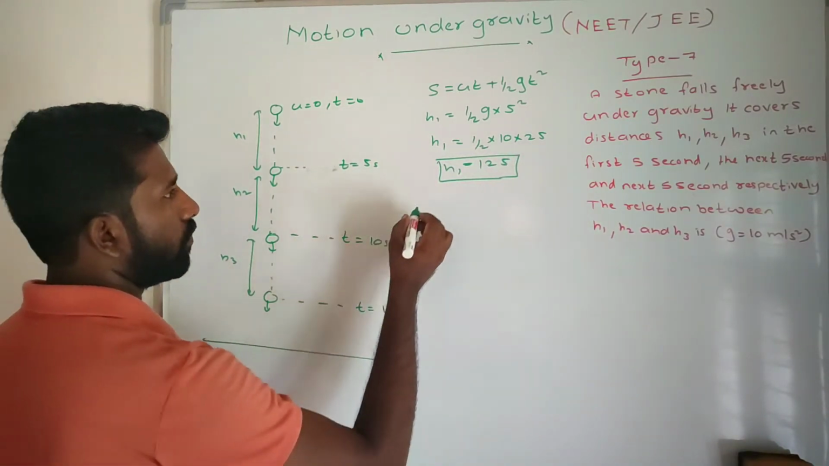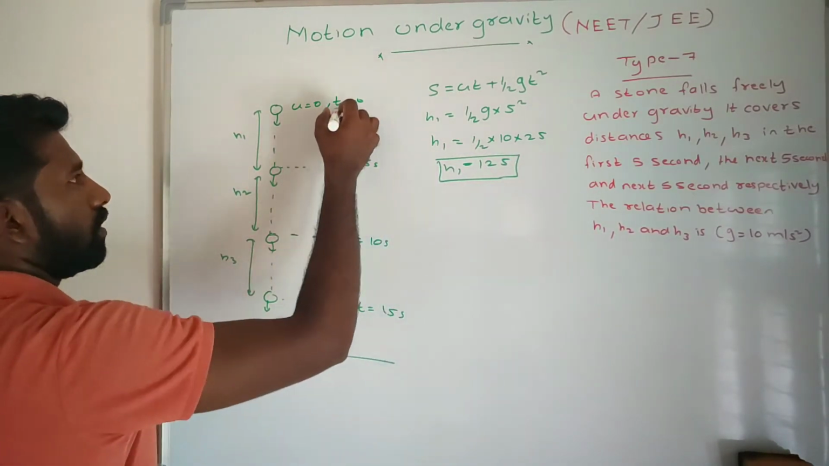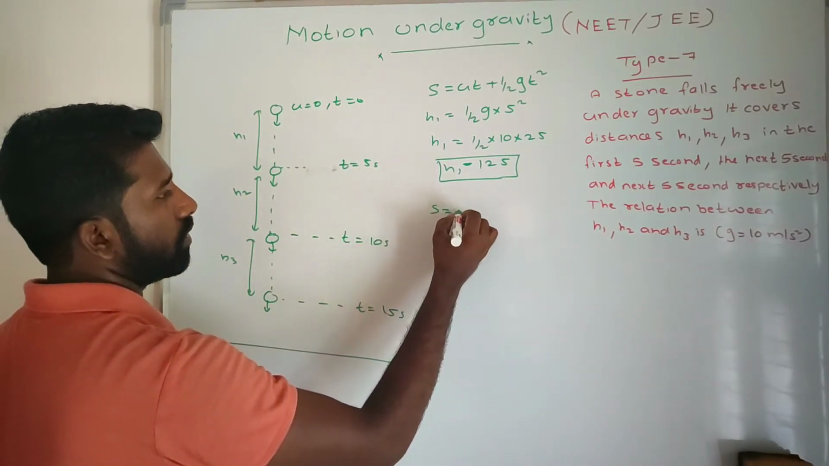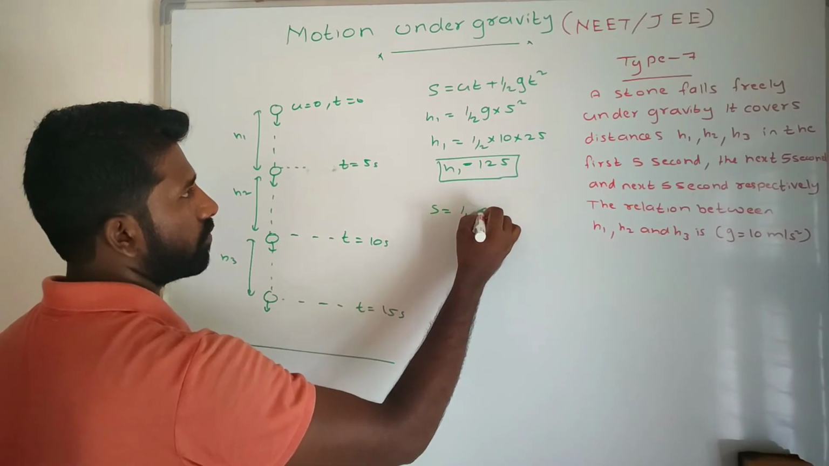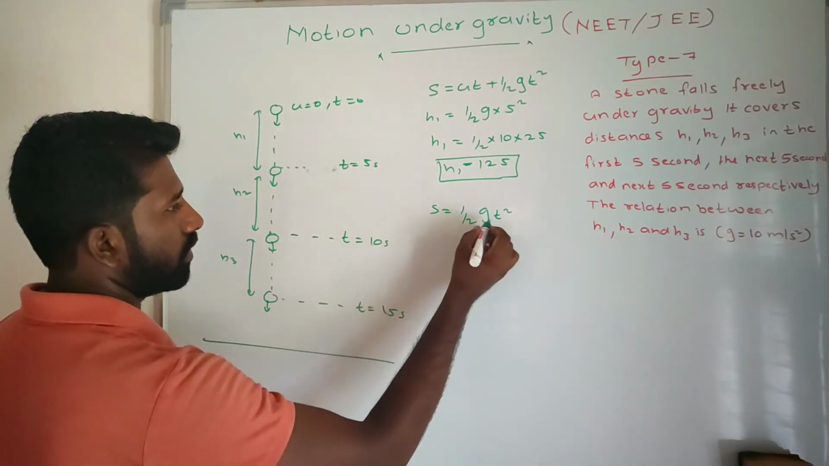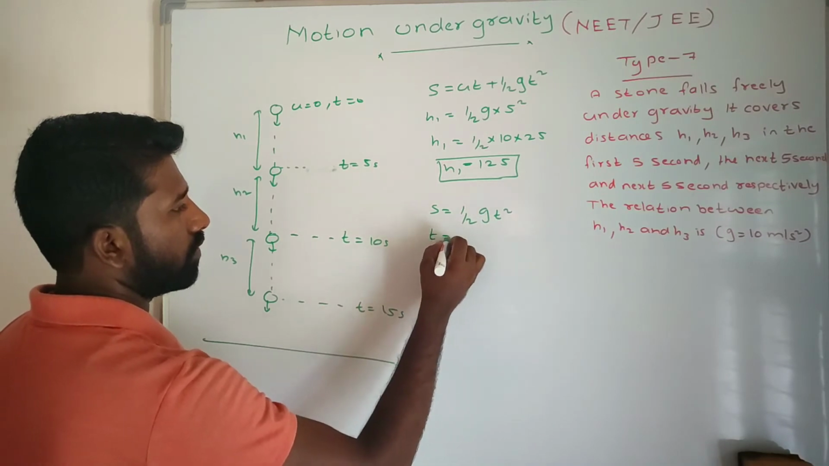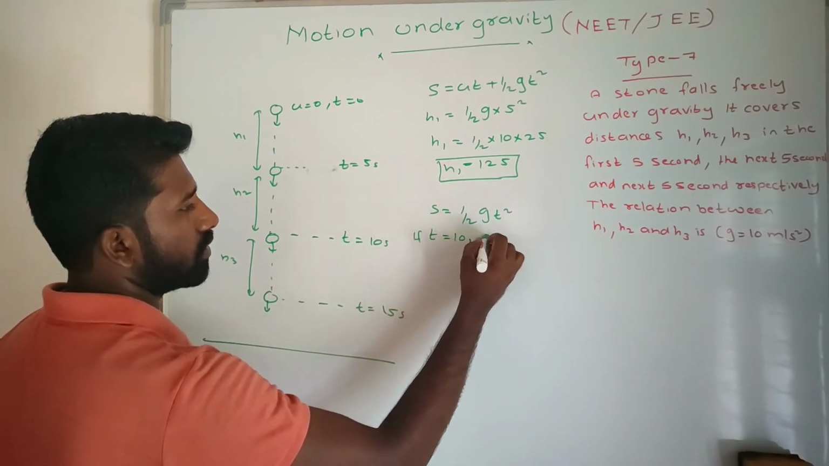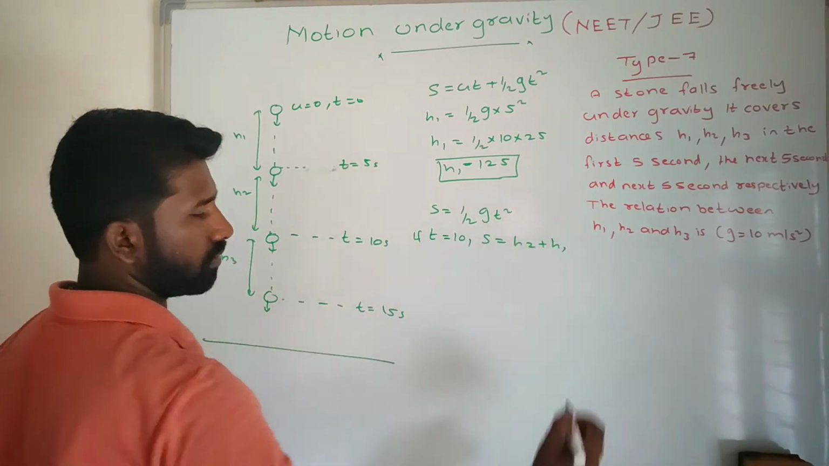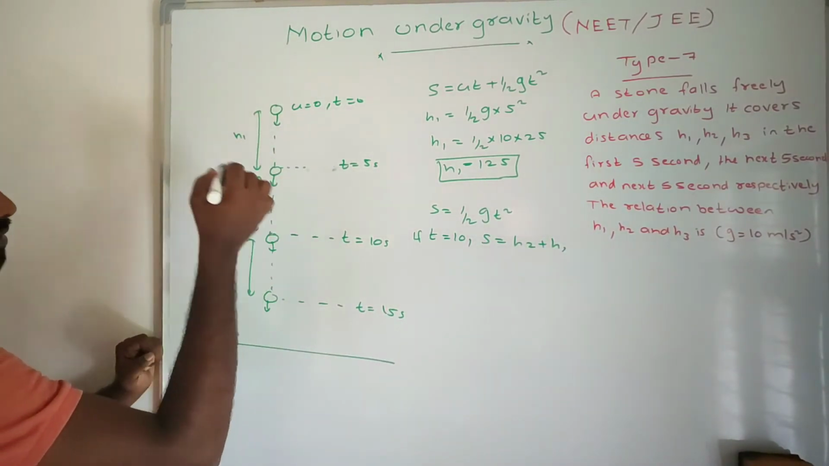Okay, then I will find out after 10 seconds how much distance is traveled. So s is equal to half gt square because initial velocity is 0. If t is equal to 10 seconds, s is equal to h1 plus h2. After 10 seconds, the distance.